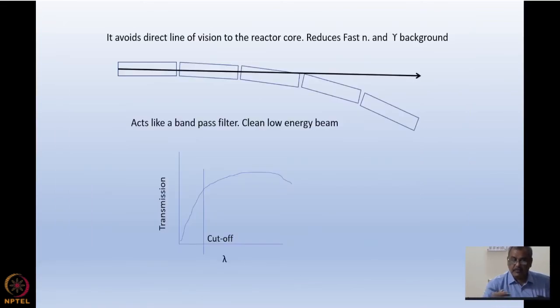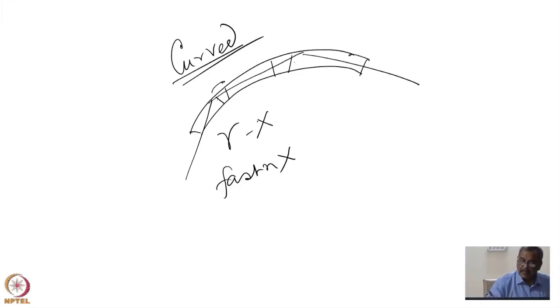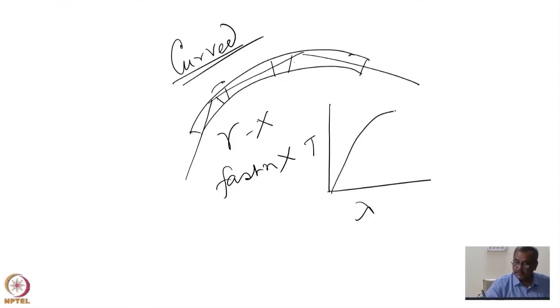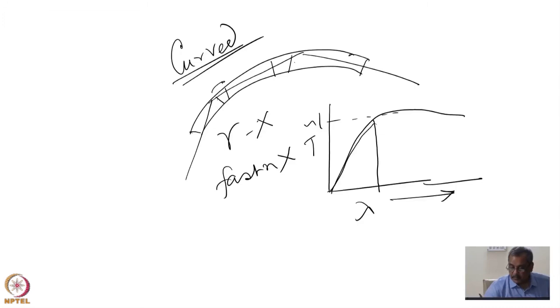a guide hall. As I showed you, if we avoid the direct line of vision to the reactor core, it reduces the fast neutron background and gamma ray background. It also acts like a band pass filter. Depending on the curvature of the guide, there is a critical angle. So transmission versus lambda, if I plot, it goes somewhat like this. So it acts like a band pass filter, theoretically, above a certain wavelength. That means below a certain energy, and cuts off the neutrons which are below this critical angle for the guide.